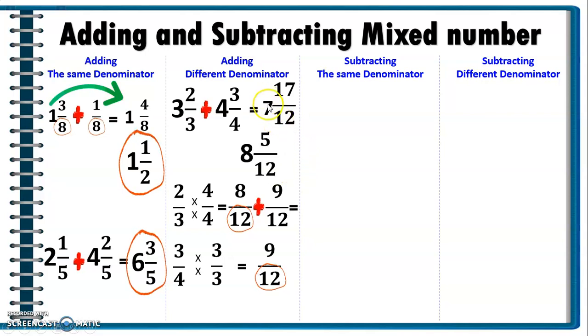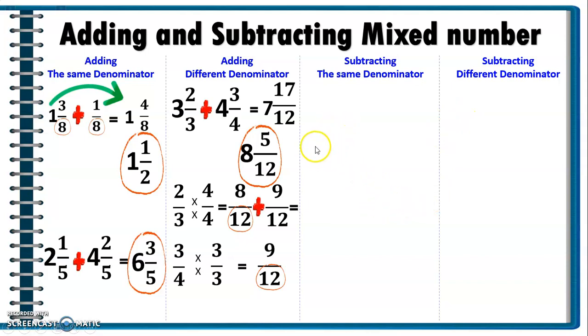Kids, you can see we have here an improper fraction, and a whole number, which is a mixed number, and then the improper fraction. So you can reduce it like this. So the answer is 8 and 5 over 12. Understand? Okay, let's proceed to subtracting the same denominator.